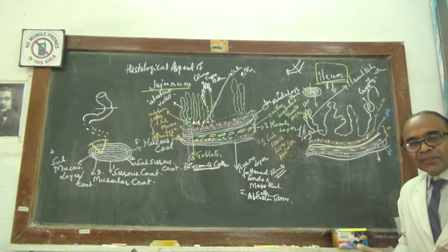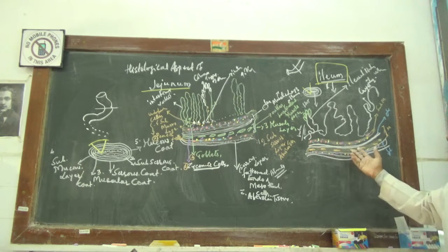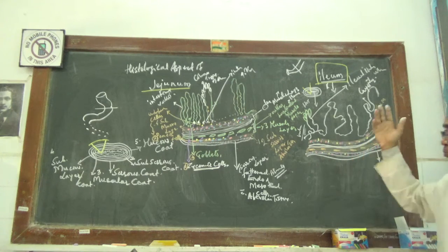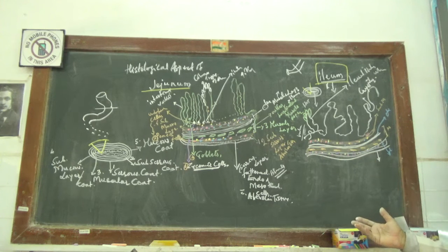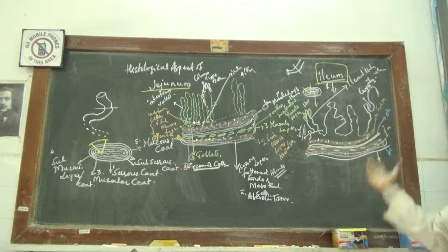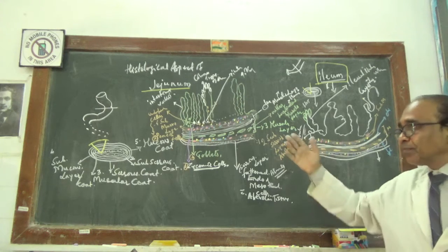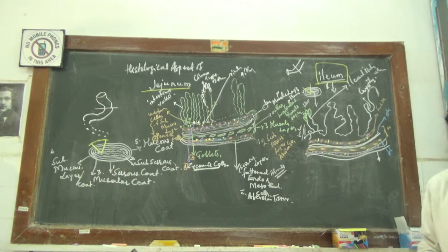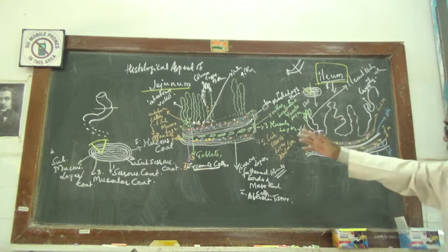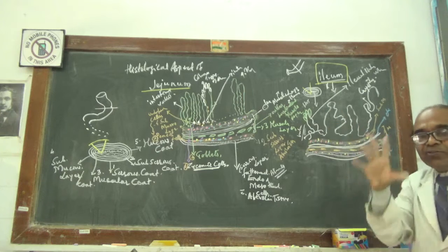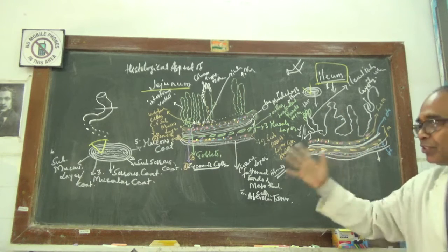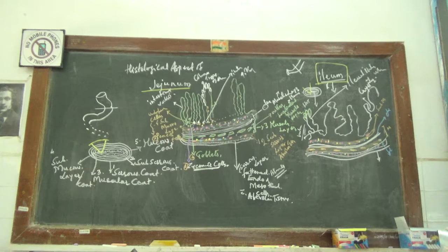Similarity characters. Both will have a mesentery, both will be supplied by the branches of the superior mesenteric artery, both are developed from the midgut endoderm in fetal life. And jejunum and ileum both have 5 coats. So these are the similar characters.